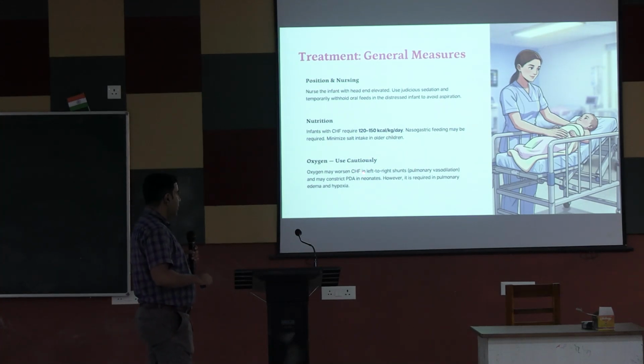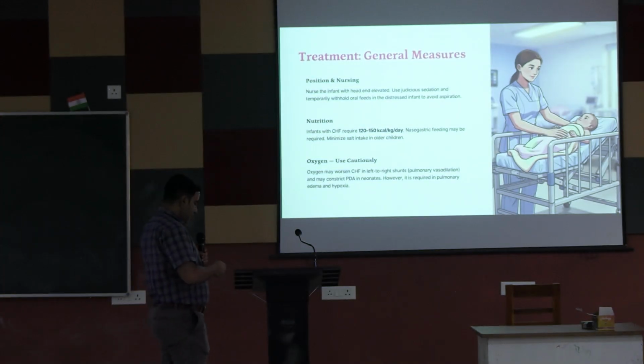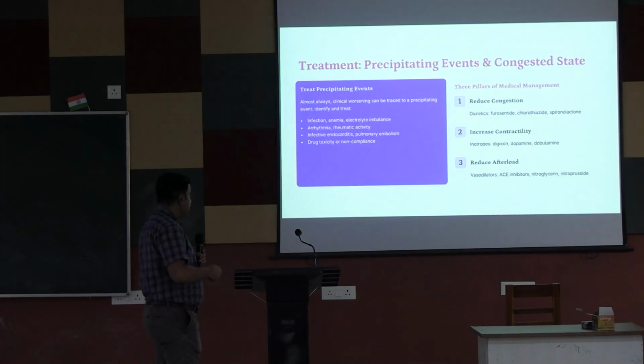Oxygen may worsen congestive heart failure in left to right shunts. Remember this. It will lead to pulmonary vasodilatation and may constrict the PDA in neonates. So we have to use oxygen judiciously. But if there is hypoxia, then we have to use oxygen also.